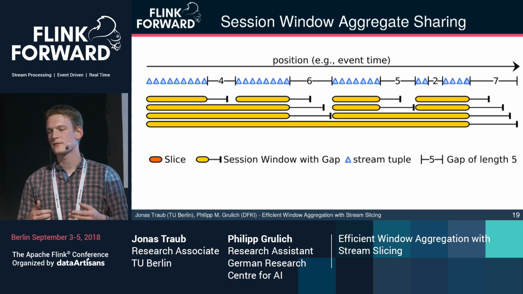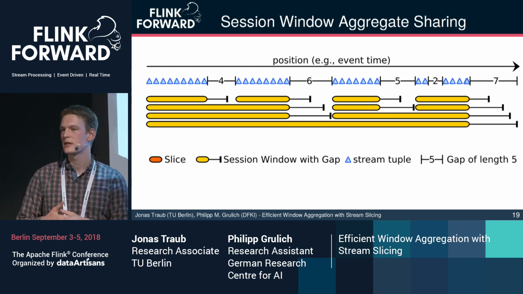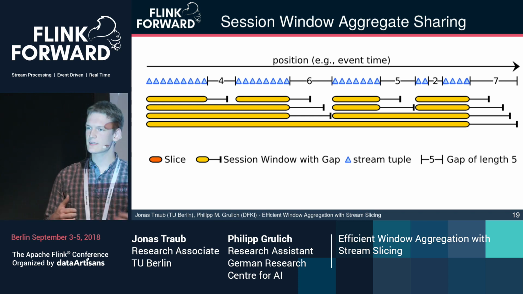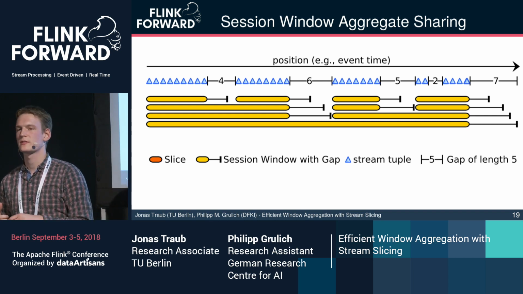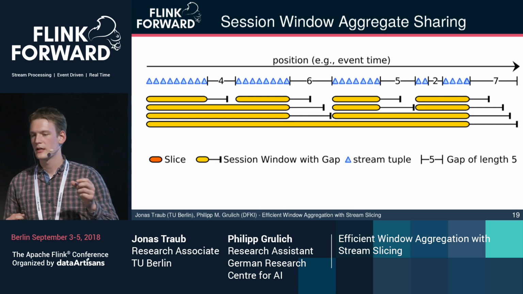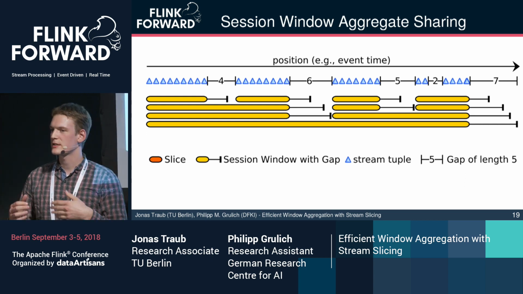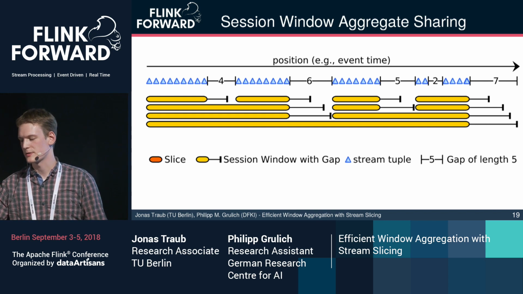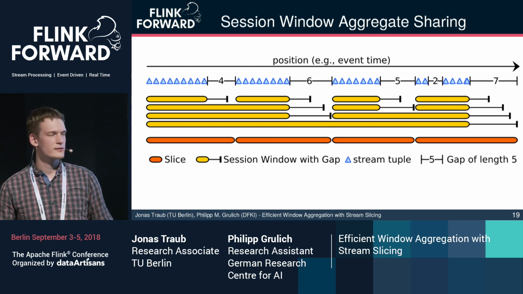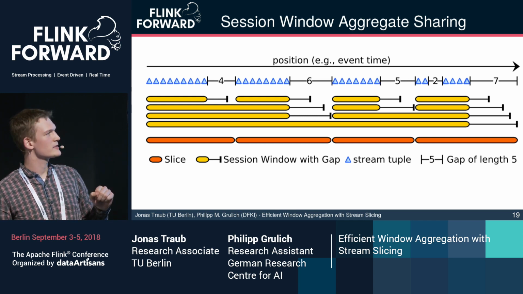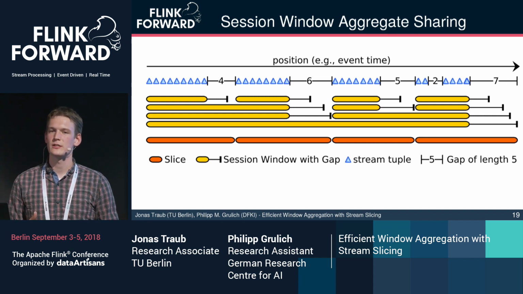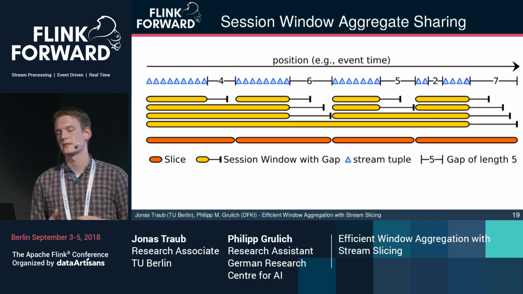However, you often want to have session windows with different gap specifications. For example, if you monitor a taxi, you may want to separate the guests of the taxi driver, but also you want to separate the days, or maybe you want to monitor the car and you want to split the window whenever the car stops at the red light. So that would be concurrent session windows with different gap specifications. And what we can actually see here is that for such scenarios, we can significantly reduce the number of slices, which are the orange bars here, compared to the number of buckets which would be required, which are the yellow bars.